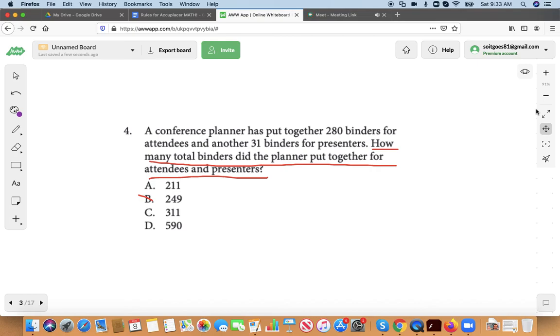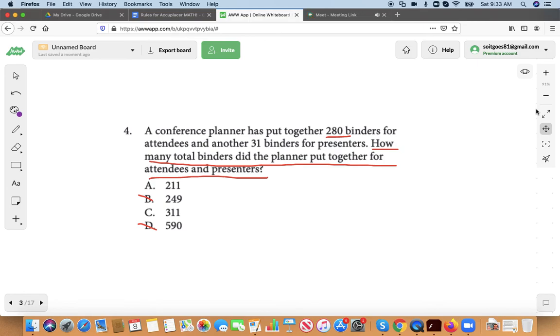But also look at 249, right? That's less than 280, right? Yeah. And we're talking about how much together. We know it's got to be more than 280. Does that make sense? But I like that too. I think that's brilliant. I've never thought about it that way before. But absolutely, we can eliminate D as well.